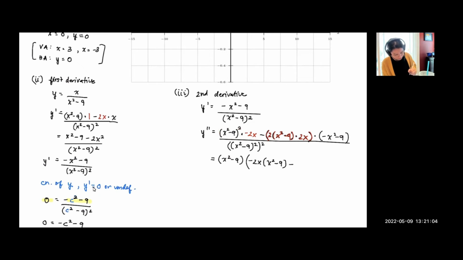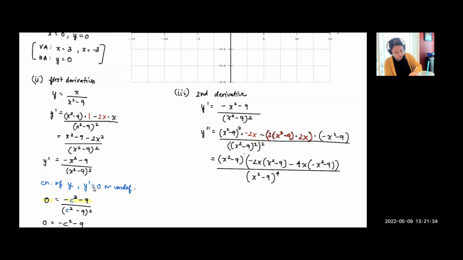Minus, and if I take out this completely, I'm only left with the 2 times 2x, so 4x, times the numerator, which is -x² minus 9, all over x² minus 9 to the 4th power. Great, and now let's reduce it out.